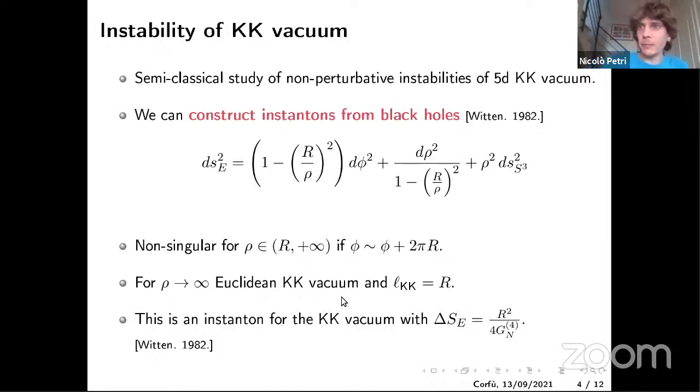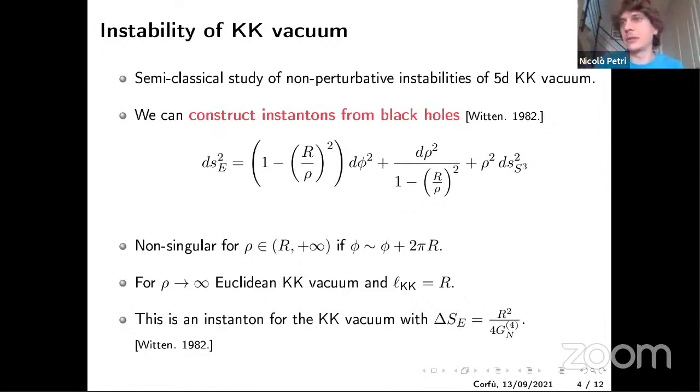So these three properties, smoothness, the ability to reproduce the putative vacuum at infinity, and a finite Euclidean action, are enough to guarantee us the fact that within the KK vacuum an instanton is present. So now, who is this instanton?